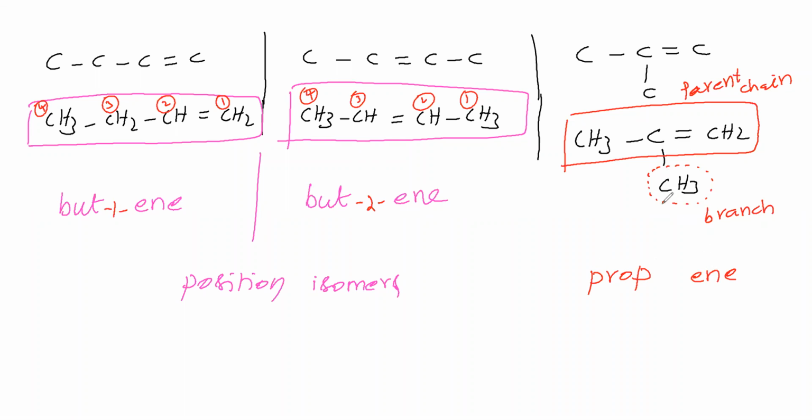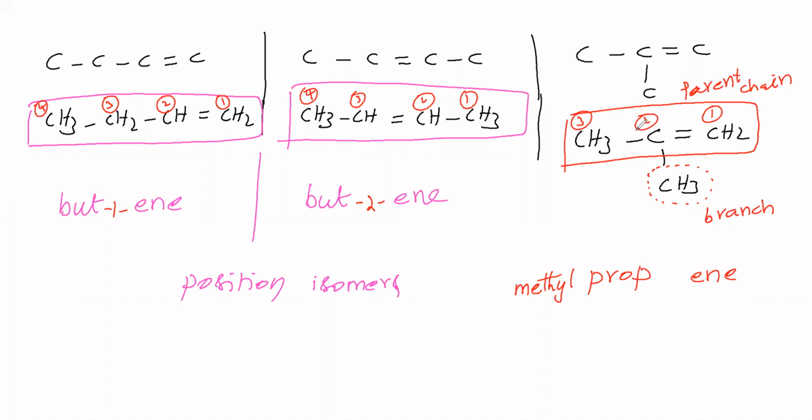A branch is there. The branch name we have to say as a prefix. This branch name we will say as methyl. Now we will give numbering. How to give numbering? Start from the right extreme. Here number 1, here number 2, here number 3.